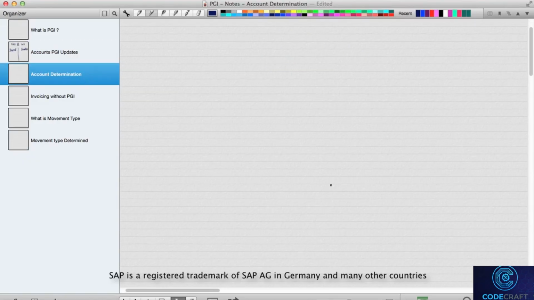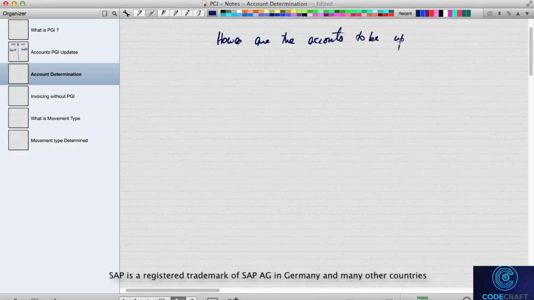Third question. How are the accounts determined in PGI? Like which account to debit and which account to credit, and how these accounts are determined. The question is, how are the accounts to be updated, determined in PGI?